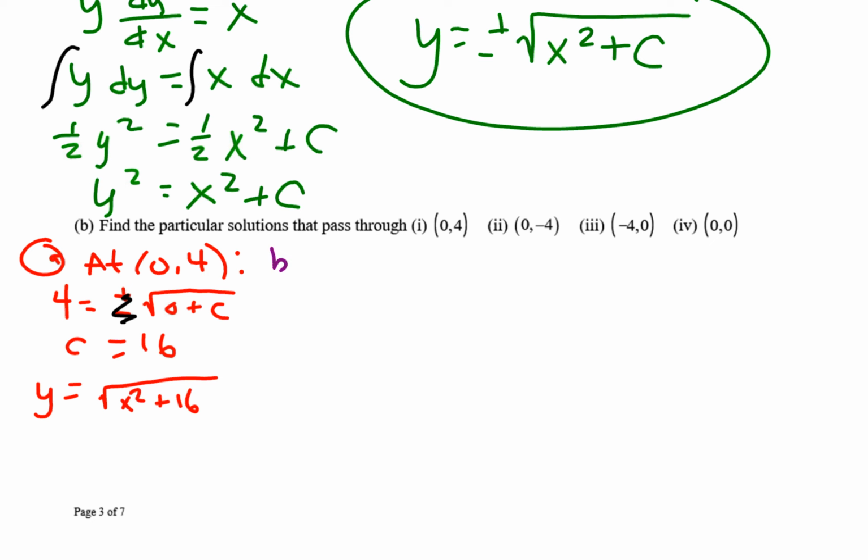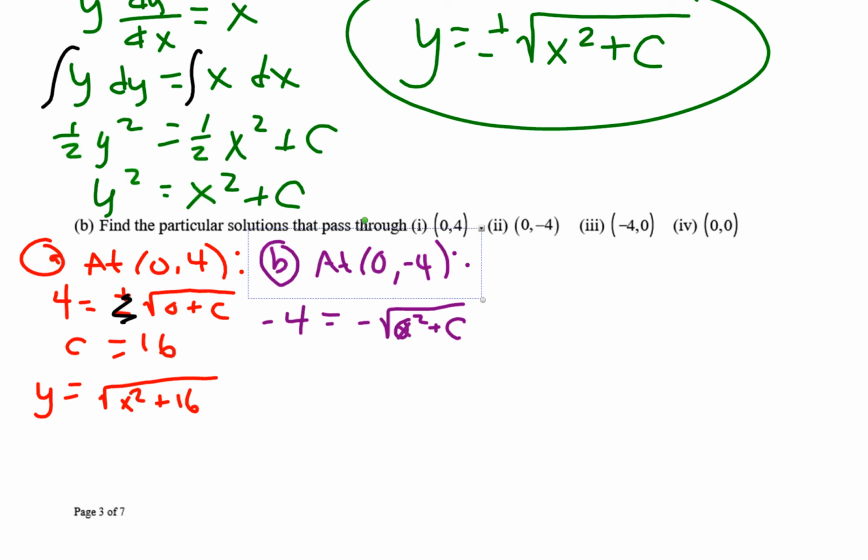Okay, let's do B. At 0, negative 4, we would have negative 4 equals negative square root of 0 squared plus c. So the negatives will be there. We know that the answer is going to have to be negative square root of something. And in this case, if we multiply by negative 1 and square it, we're going to get 16 equals c again. So we'll get y equals negative square root of x squared plus 16.